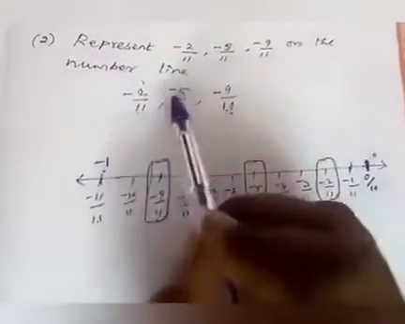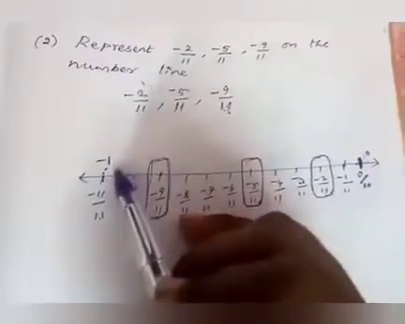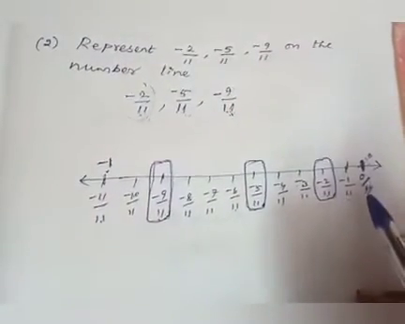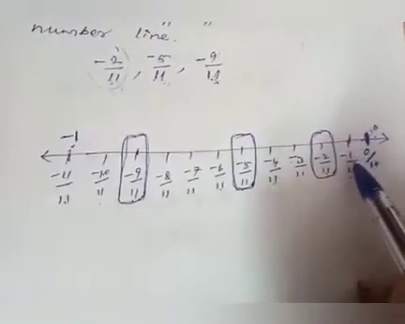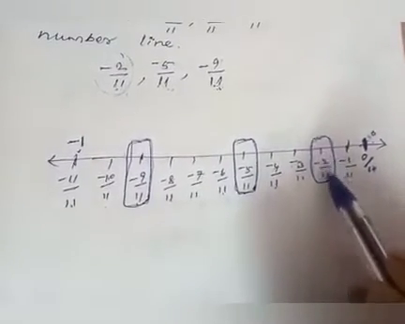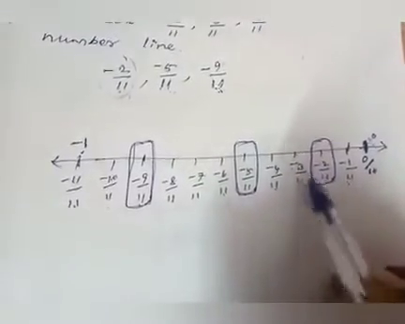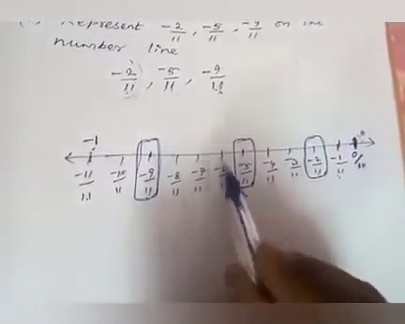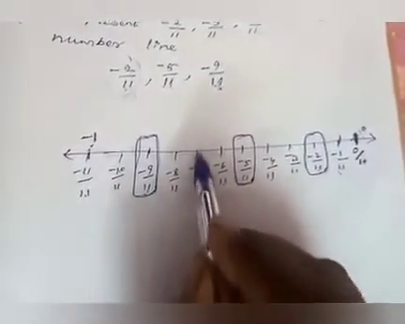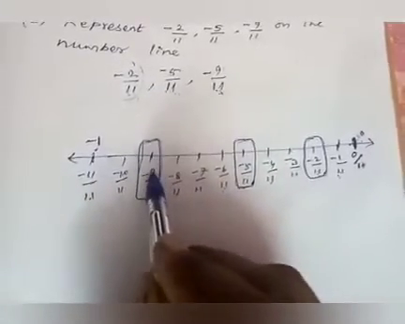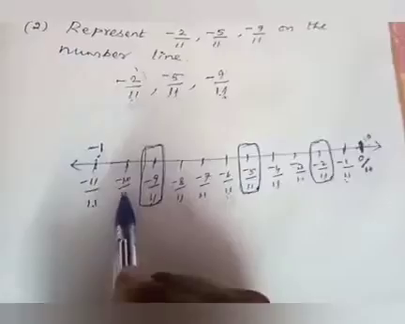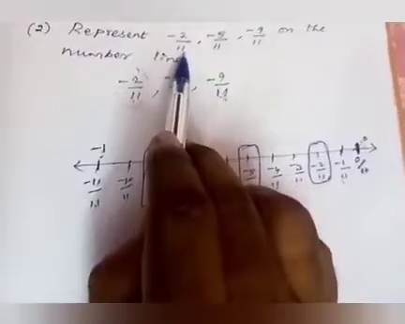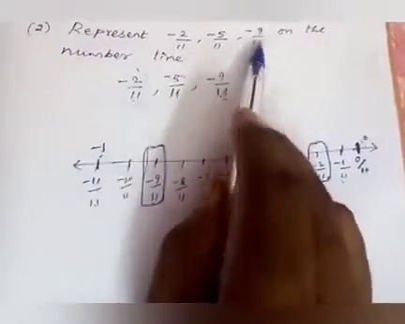Here all are negative. Between 0 and minus 1, divide into 11 equal parts. So here 0 divided by 11 is 0. The next ones are minus 1 divided by 11, minus 2 divided by 11, minus 3 divided by 11, minus 4 divided by 11, minus 5 divided by 11, minus 6 divided by 11, minus 7 divided by 11, minus 8 divided by 11, minus 9 divided by 11, minus 10 divided by 11, minus 11 divided by 11 is minus 1.